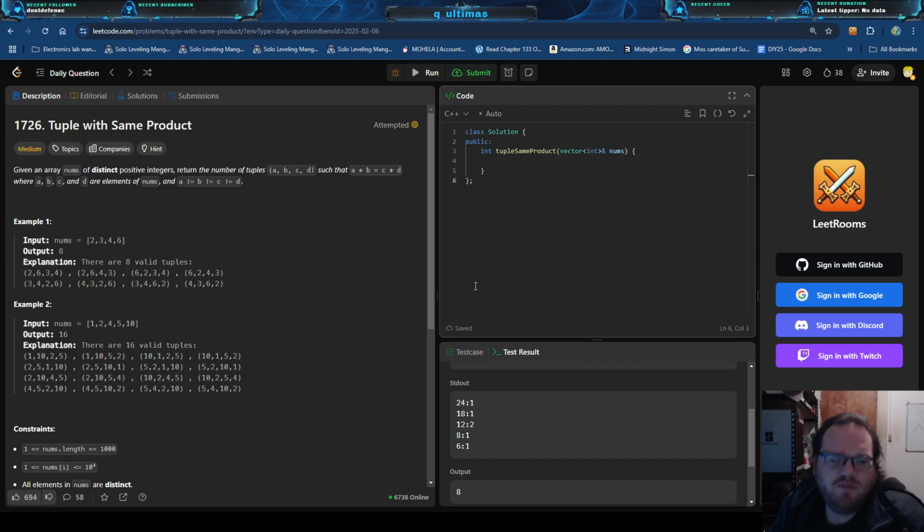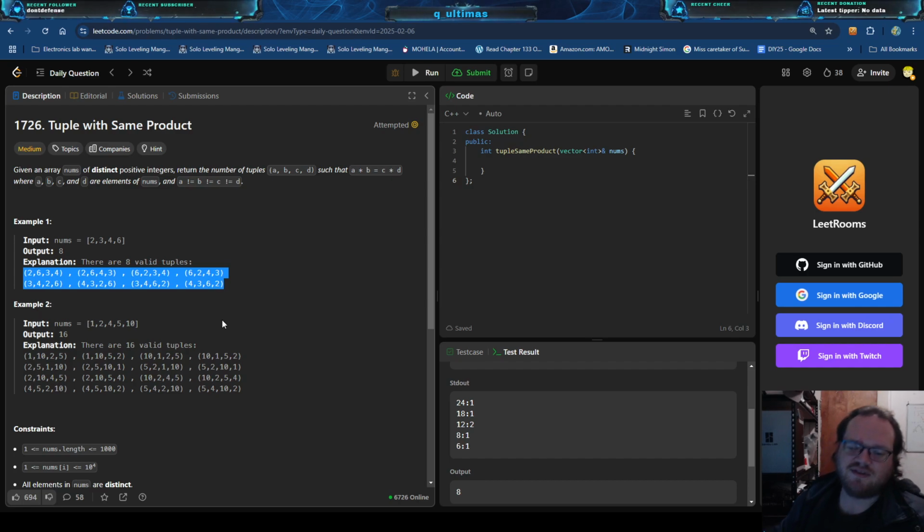So basically, we're looking for pairs, and we're looking for a frequency of pairs. So if you get two pairs that happen to be the same product, then we know that we have 8 valid sequences or permutations of the same values.